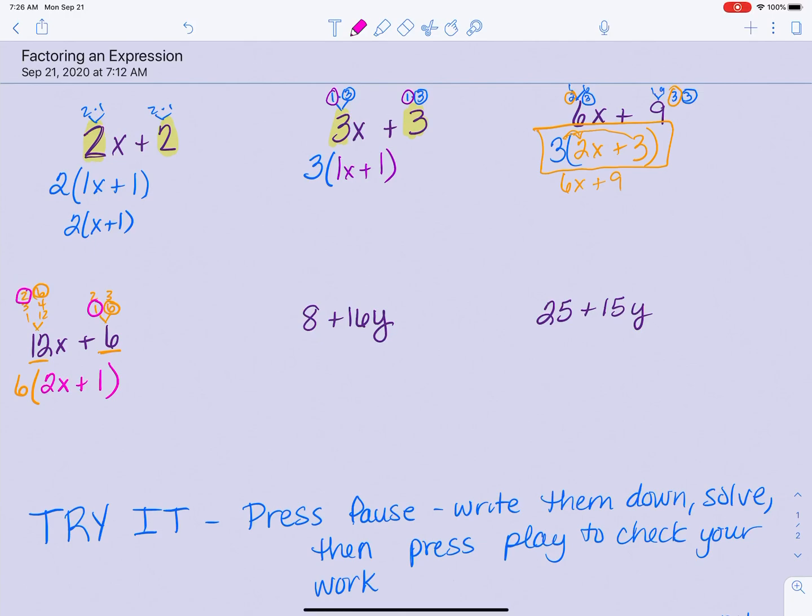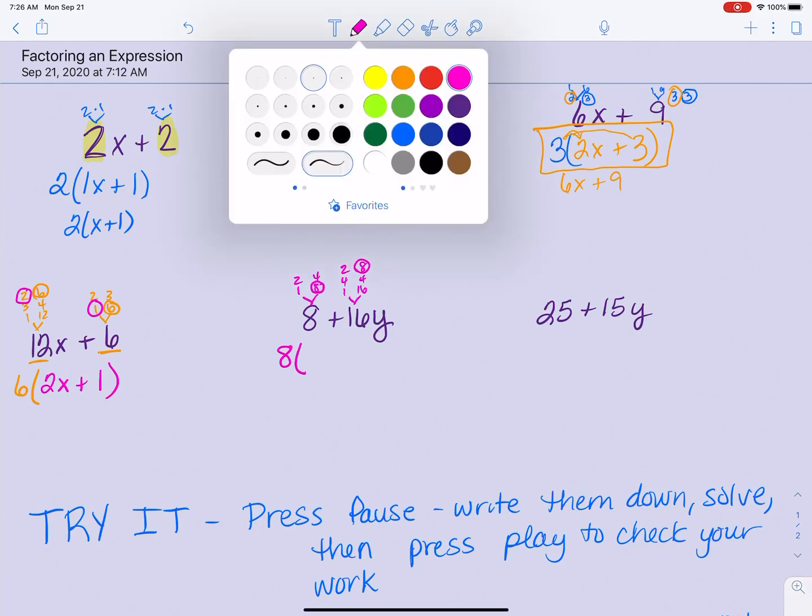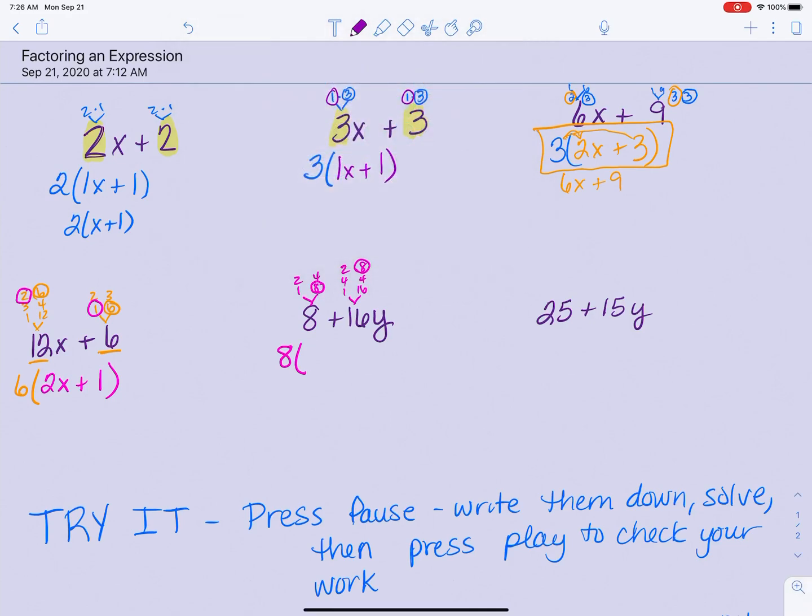Moving to the next problem, again, write our factors, 1 and 8, 2 and 4. That's it. 16 has 1 and 16, 4 and 4, 2 and 8. Okay, so these two go together. So I pull out the 8, left with the 1 plus 2y.